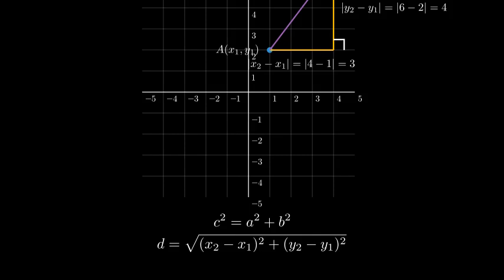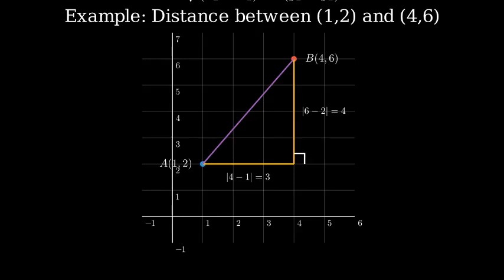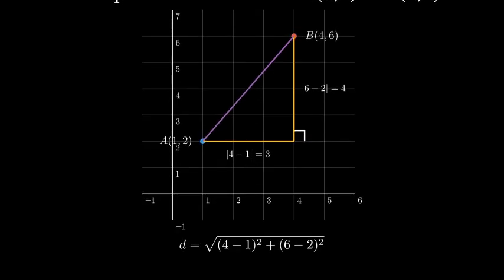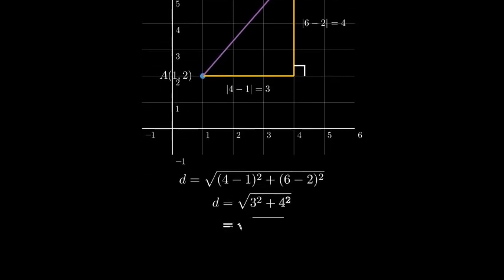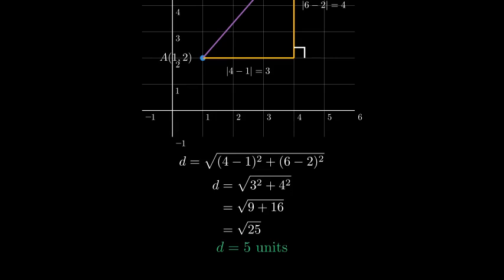Let's see an example. Find the distance between the points (1, 2) and (4, 6). Using the distance formula, we have d equals the square root of (4 minus 1) squared plus (6 minus 2) squared. This simplifies to the square root of 3 squared plus 4 squared, which equals the square root of 9 plus 16, which equals the square root of 25, or 5. So the distance between the points (1, 2) and (4, 6) is 5 units.